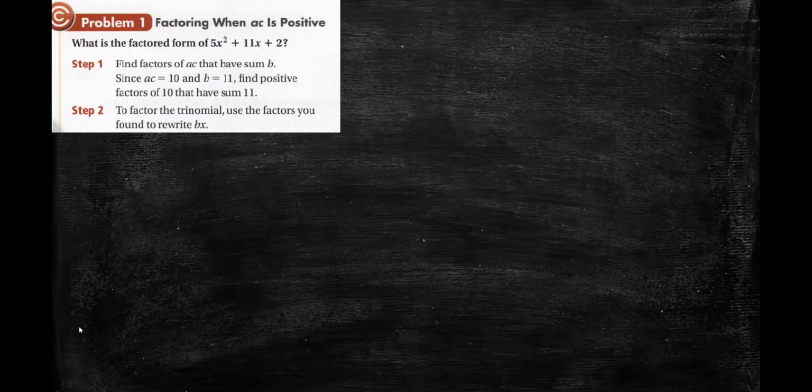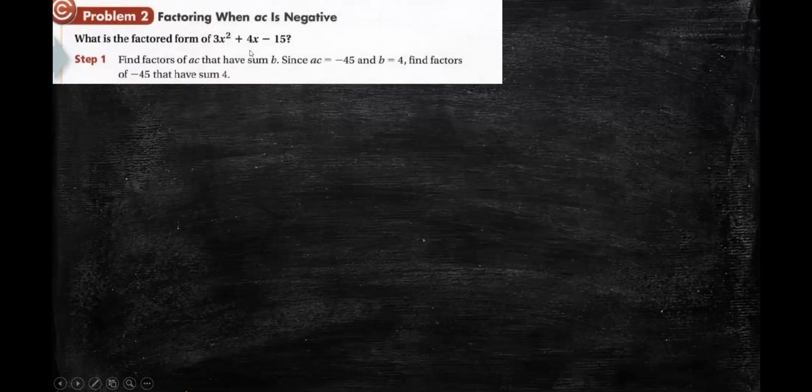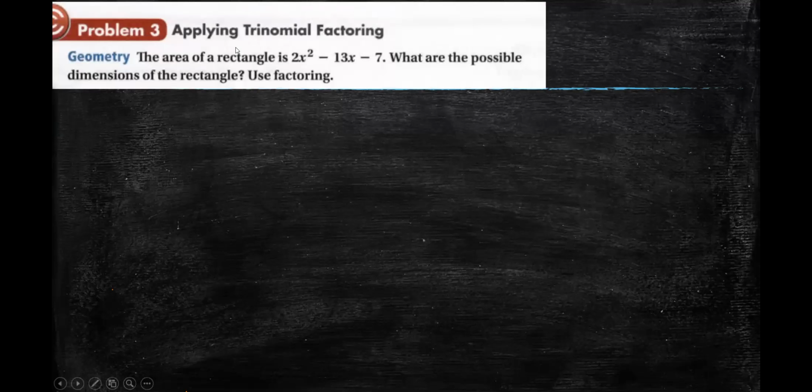We talked about what it means if AC is positive. That means the factors have the same sign as B. And if AC is negative, that means the factors have different signs: positive, negative, or negative, positive.